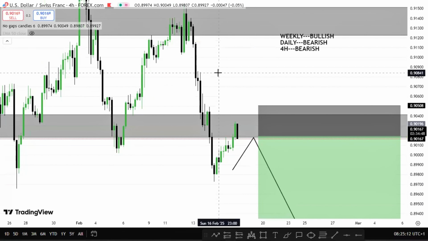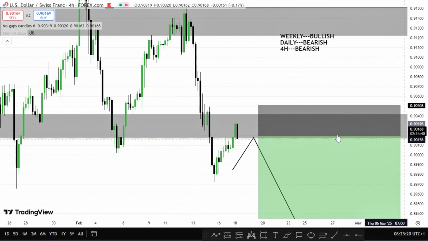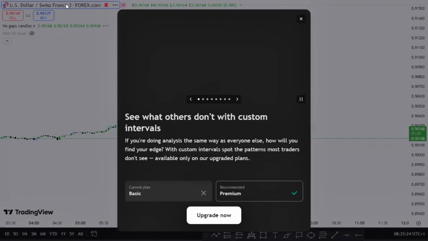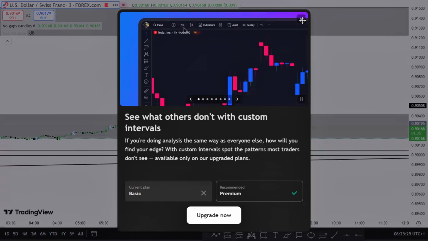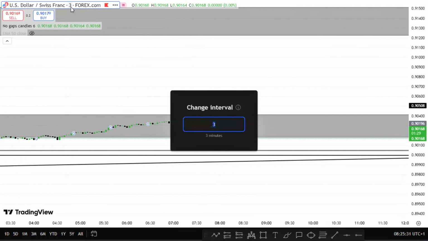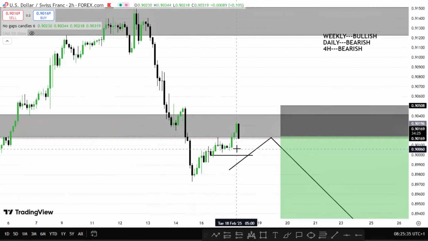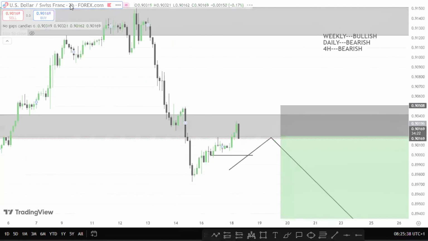If USD CHF closes, it's still a long time. This candle will close in 2 hours' time, that's far away. Let me check a lower time frame. Oh, so sorry, that was just the 2 minutes. I'm not supposed to be on the 2 minutes. This is the 2 hours time frame. Let's check the 30 minutes. What is 30 minutes saying?